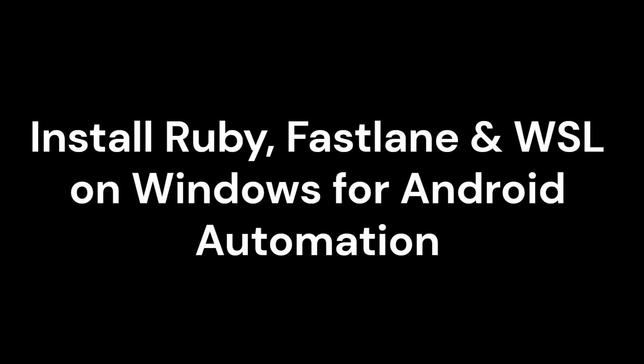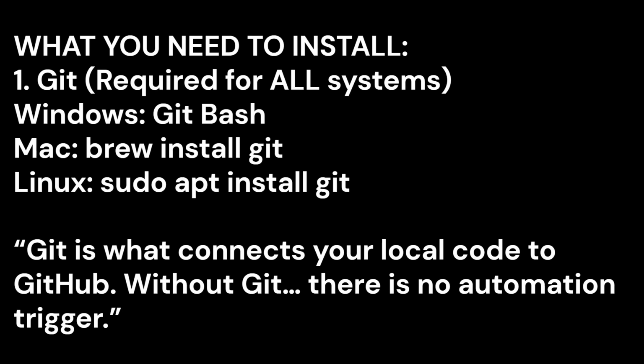Let's dive in. What you need to install. 1. Git, required for all systems. Install. Windows, Git Bash. Mac, brew install Git. Linux, sudo apt install Git. Why? Git is what connects your local code to GitHub. Without Git, there is no automation trigger. Please note you can get the link for Git and all subsequent setups from the description.